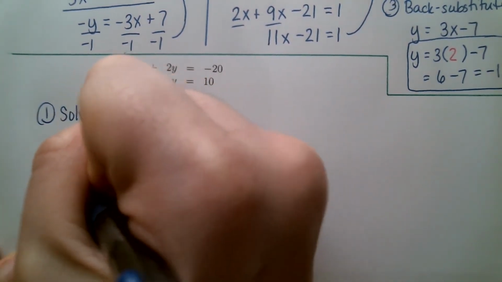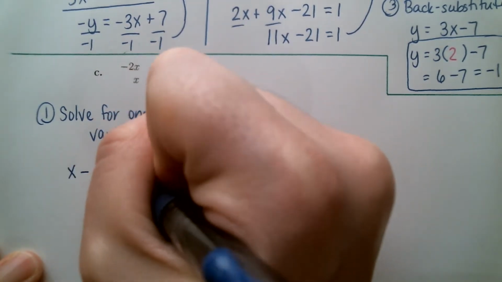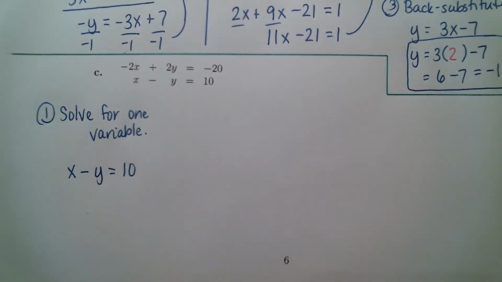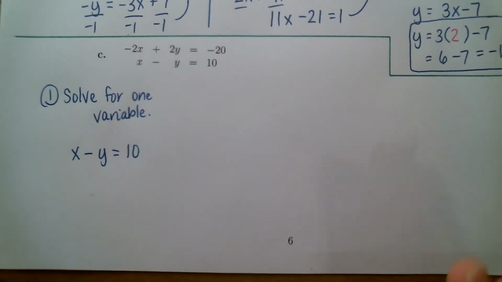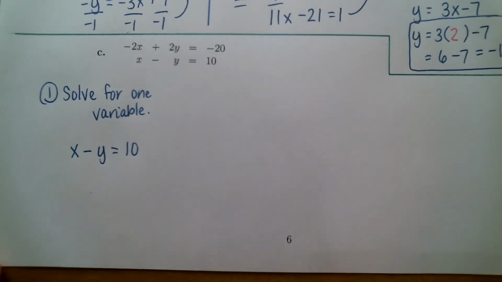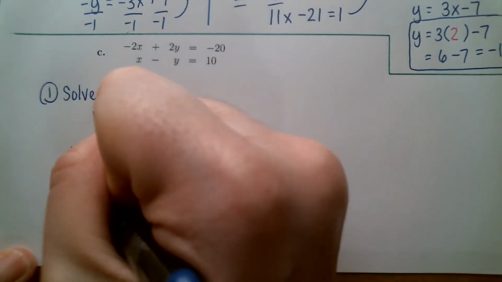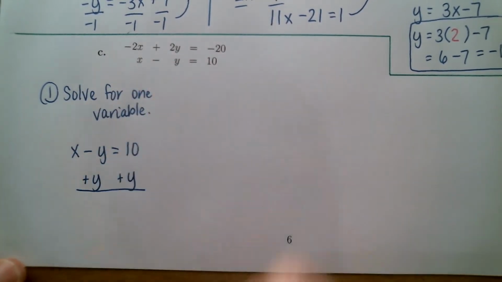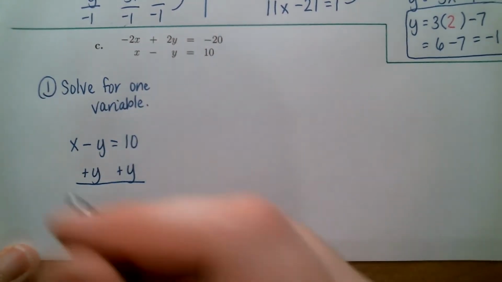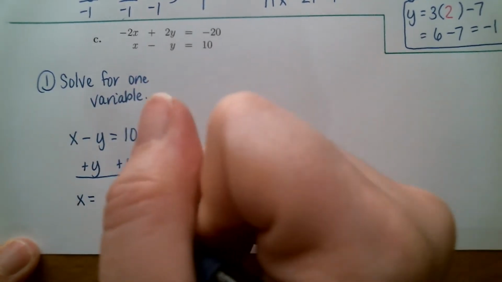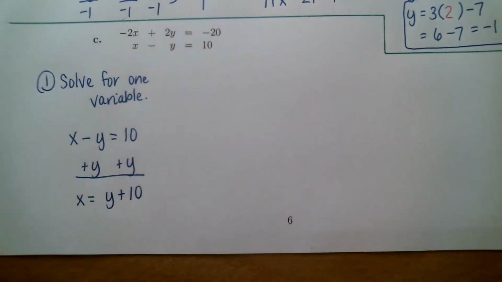I'm going to pick equation 2 because I feel like it's easier to work with. If you had instead picked equation 1, that would be fine. If you do your work correctly, you should get the same answer. Now we need to solve for one of the variables. The previous two examples I've solved for y, so let's solve for x. I'm going to add y to both sides. Of course, you could have solved for y. You're going to get x is equal to y plus 10.